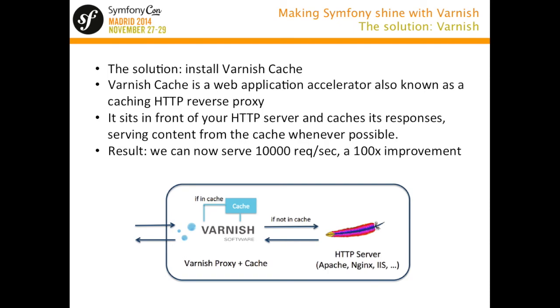And the result is that by using just a single Varnish machine and the same old Symfony machine that we were using, now we're able to serve 10,000 requests per second, which is a 100 times improvement, which I think is a really nice improvement just by putting some software in front of your Symfony environment. This is something that you will never get by optimizing Symfony, optimizing your code, or anything like that. So it's a huge improvement by doing a very simple thing.